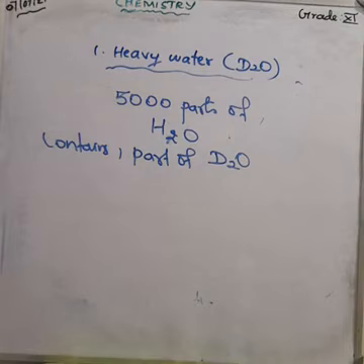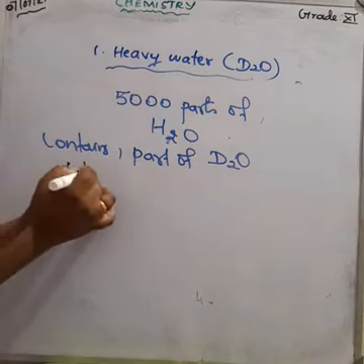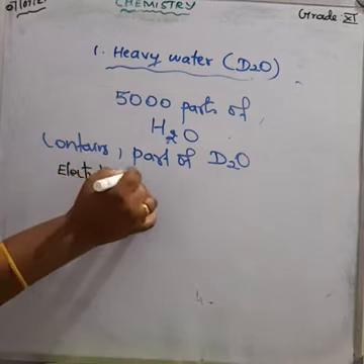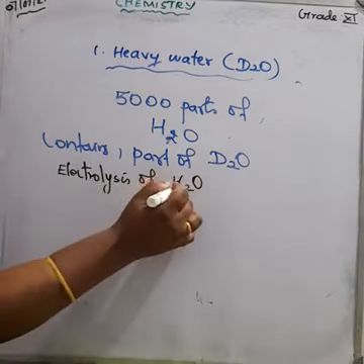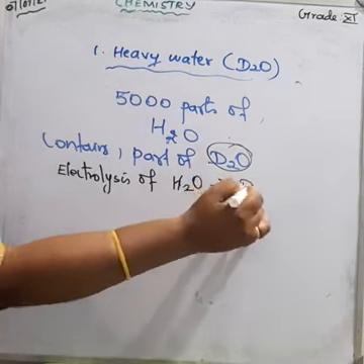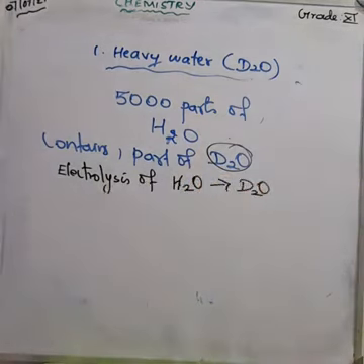Understood? How can we obtain deuterium oxide, that is heavy water? How will you prepare it? We can prepare heavy water by the electrolysis of ordinary water. Okay, by the electrolysis of ordinary water we can prepare heavy water. Understood? So ordinary water means H2O.